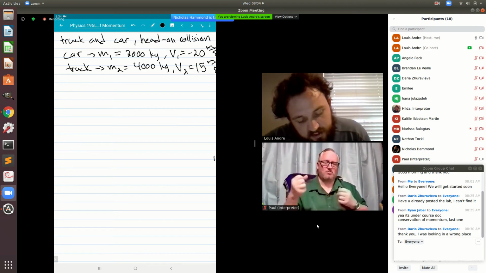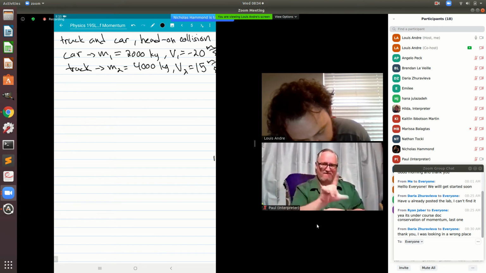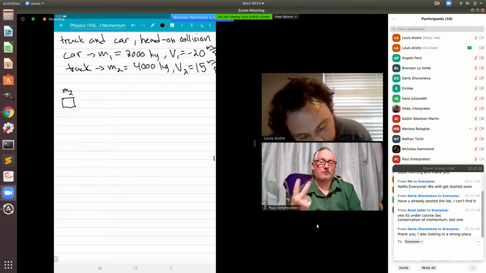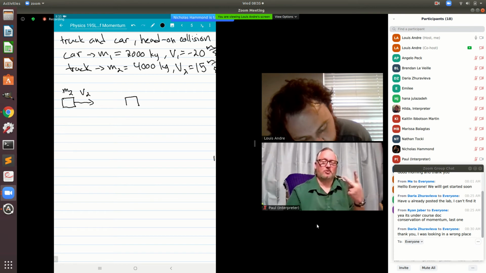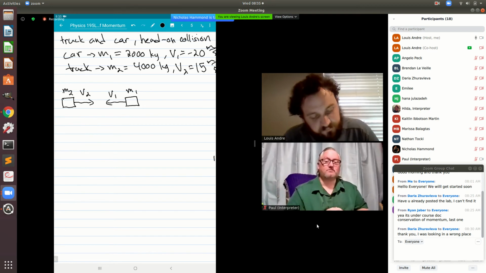I'm not going to draw a truck and a car, I'm just going to draw blocks. So, here's my mass, let's make that mass 2, heading to the right at some velocity v2, and here's my car heading to the left. Okay, that's before.